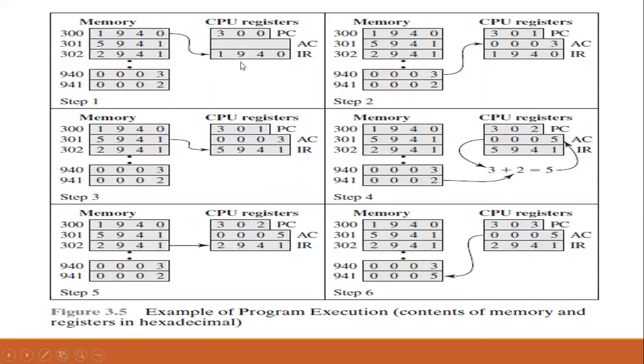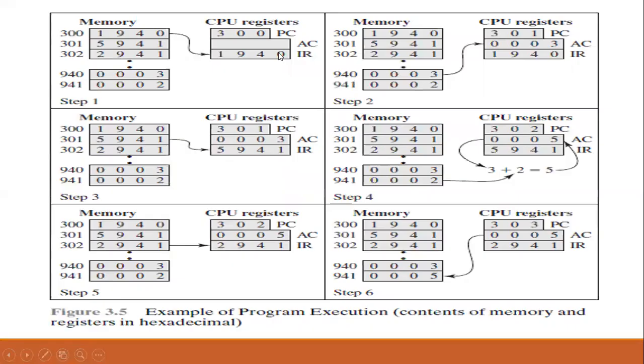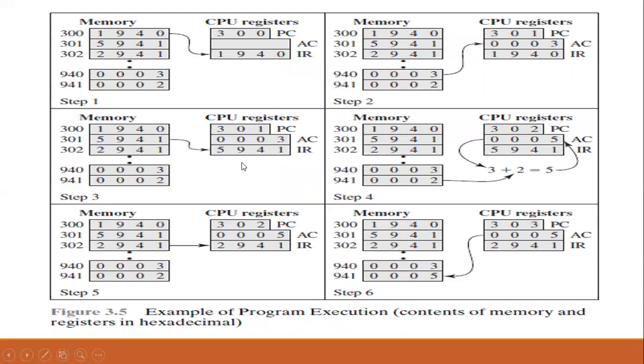See, the contents are 1940. Now, as we have discussed in the instruction format, the first 4 bits are your opcode and the remaining bits are your address. So 940 is your address and this is your opcode. So 1 means 0001, and 0001 means load AC from memory. So the contents of location 940 will be copied into the accumulator.